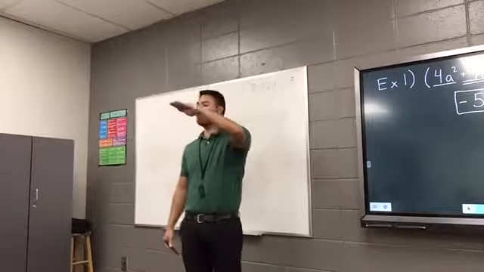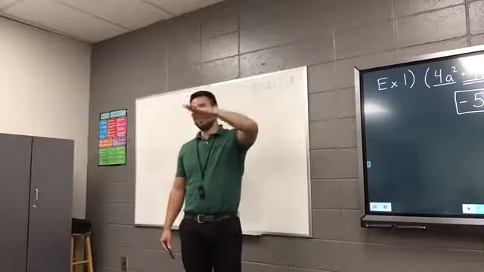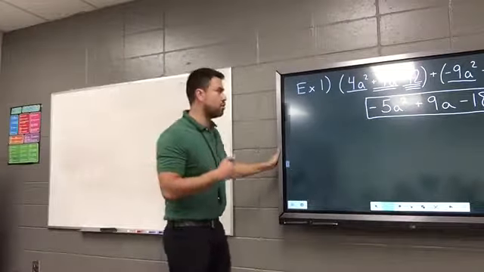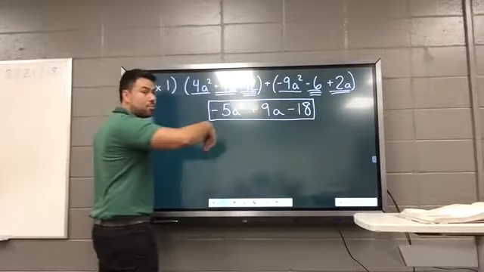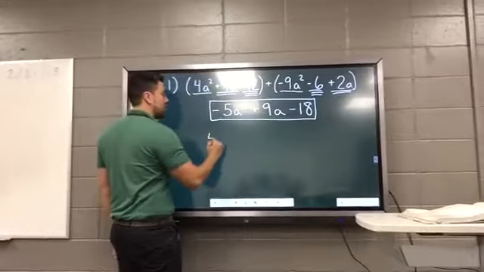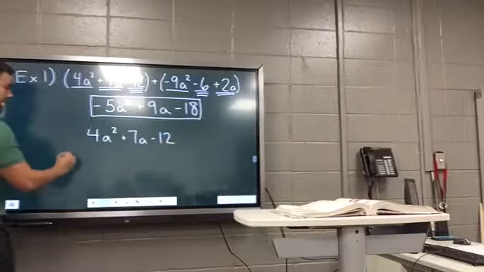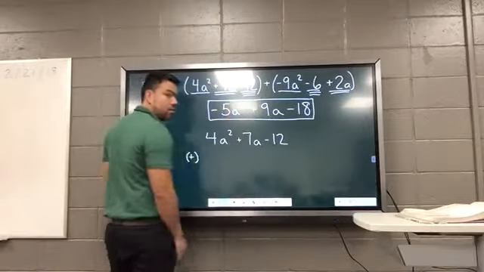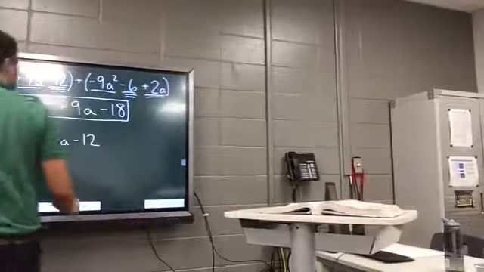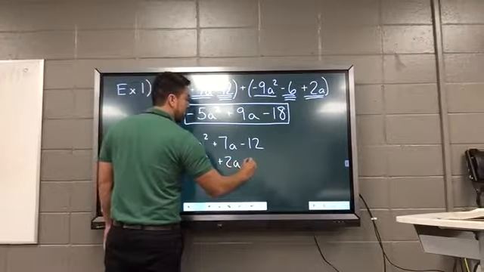That's the horizontal way of working it out. We're going to also do it the vertical way, and you have to be able to do both. I'm going to have the same problem, but this time I'm going to write it vertically. So I'm going to put the first one up top, 4a squared plus 7a minus 12. I'm going to add with that the second one. But I'm going to do something here. If you catch it, you can raise your hand and let me know. Negative 9a squared plus 2a minus 6.